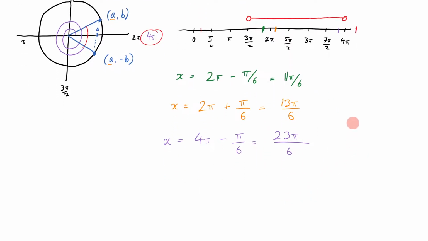So that means our final answer here would be x is equal to 11 pi on 6, 13 pi on 6, and 23 pi on 6. That would be your answer.